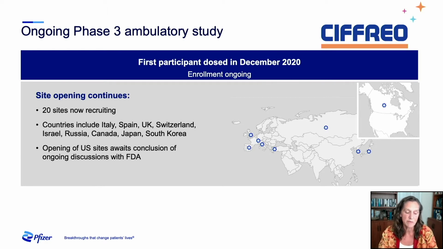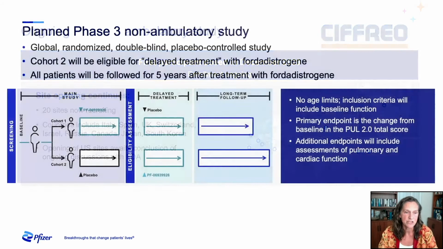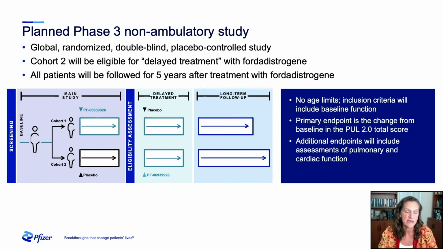Now I want to tell you a little bit more about our 2 planned studies. So then in the next slide, describes our phase 3 global randomized double-blind placebo-controlled study in the non-ambulatory population. Similar to our CIFRIO study, we have a provision that all participants will be eligible for gene therapy, including those who are initially randomized to placebo. And also similar to all of our studies, we follow all participants for 5 years after they receive their gene therapy.